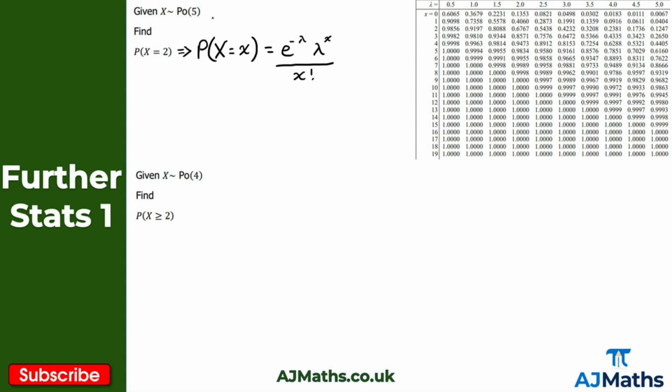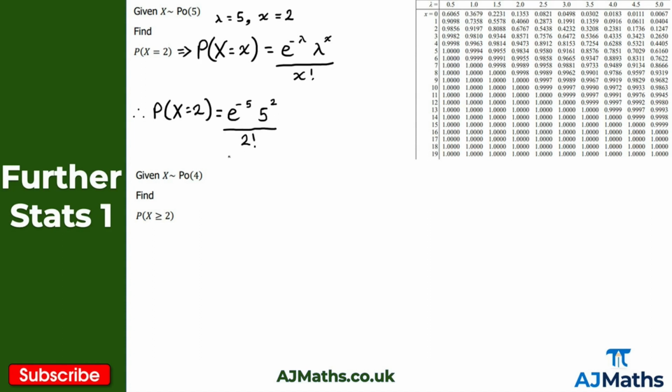Now, in this case, if we just note the values of lambda and x here, so lambda, our parameter, is 5, and x is equal to 2. So just substituting everything in appropriately, for the probability that x is equal to 2, I'm going to get e to the minus lambda, so that's e to the minus 5, times lambda to the x, so 5 to the power of 2, and then we divide everything by 2 factorial.